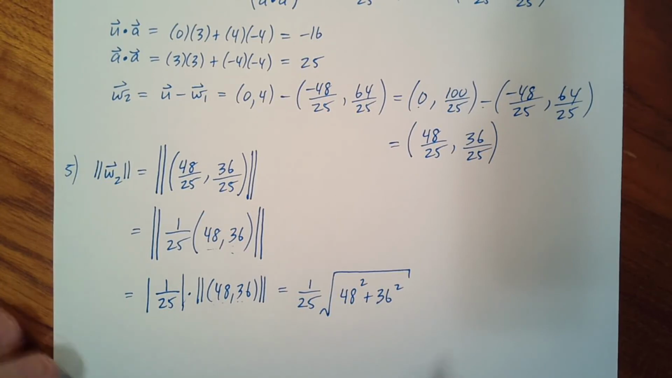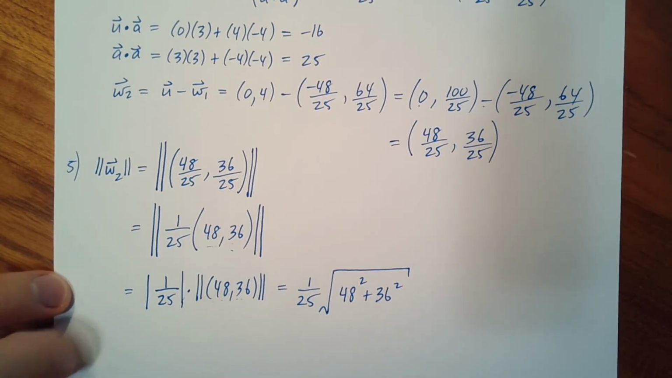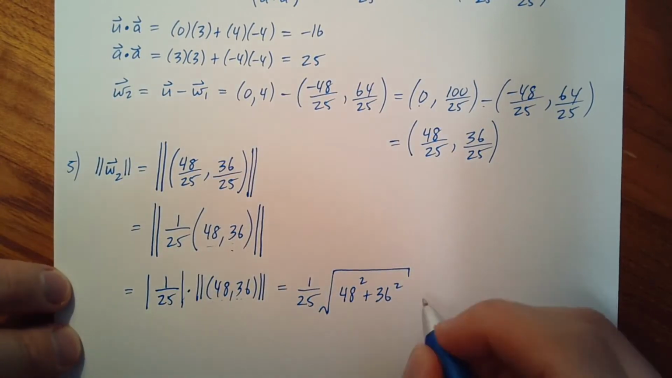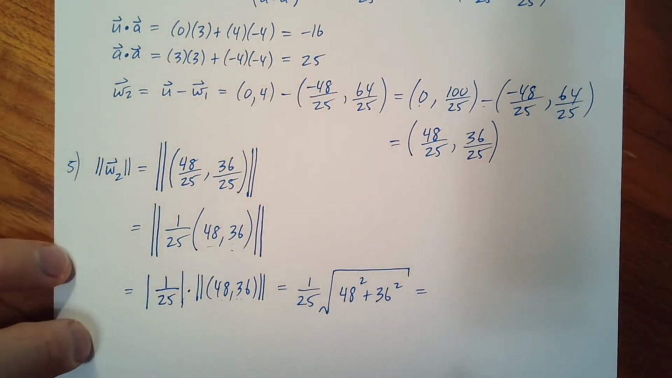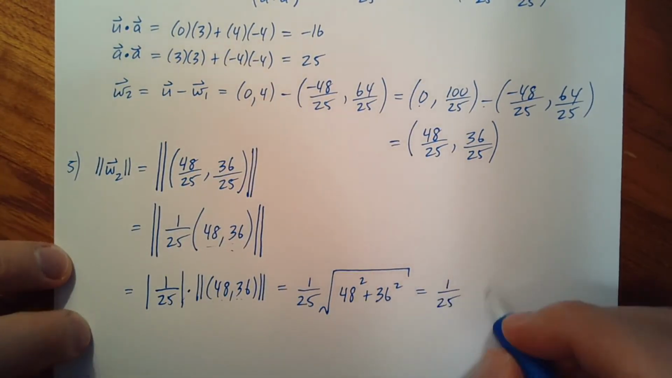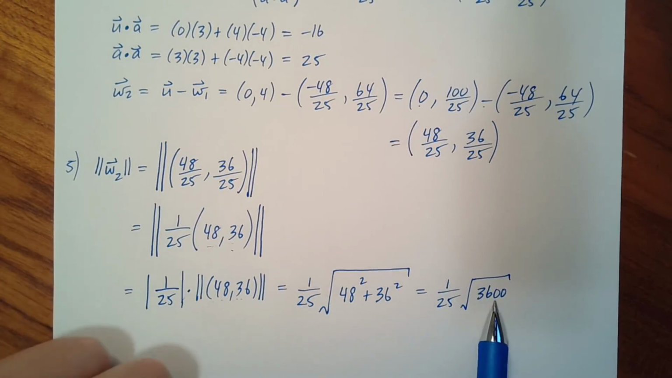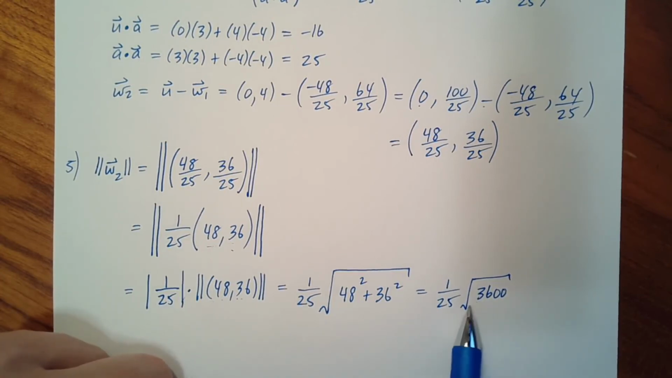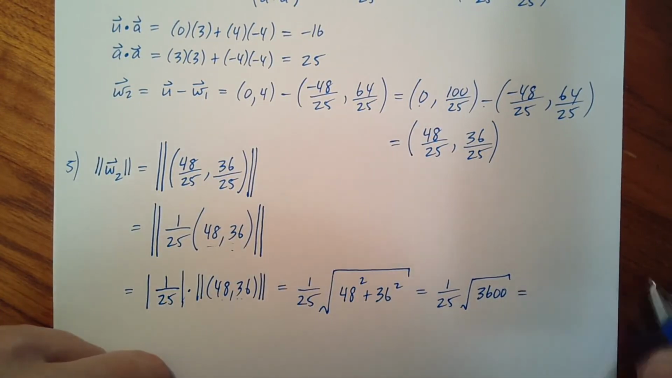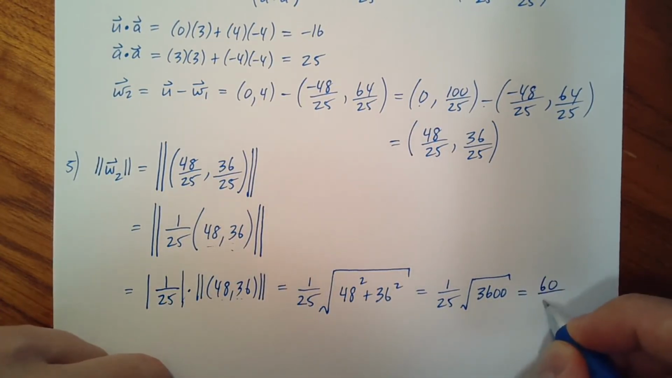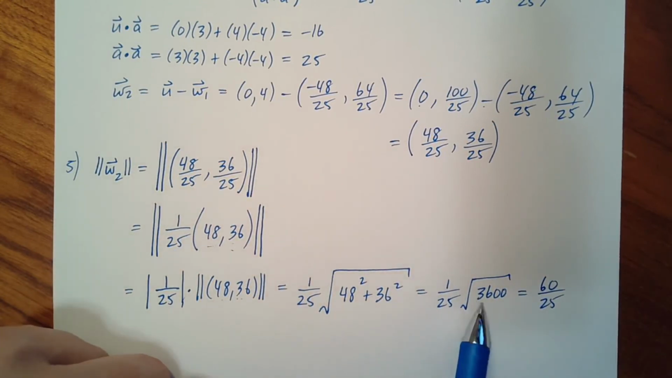It turns out 48 squared plus 36 squared ends up being a perfect square, which is nice, but in general it might not be. So don't feel bad if you want to use your calculator for an expression like this. What you end up getting is 1 over 25 times the square root of 3600, and like I said, it's a perfect square. It ends up being 60 times 60 is 3600, so this is the square root of 60 squared. So you end up getting 60 over 25, because that's what the square root of 3600 is.